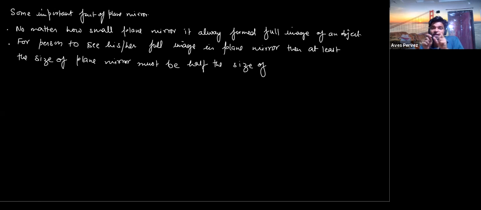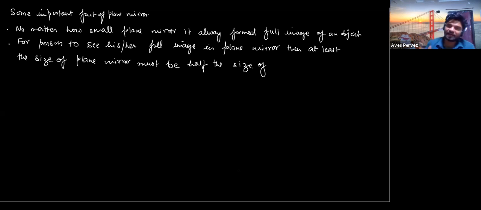But the image will be fully formed. You may not be able to see the whole elephant at one time, but when you change your positions, you will see the different parts of the elephant. When you move down, you will be able to see its back. When you move upward, you will be able to see its feet. So it is independent of how small a mirror is, it always forms an image of the full object.